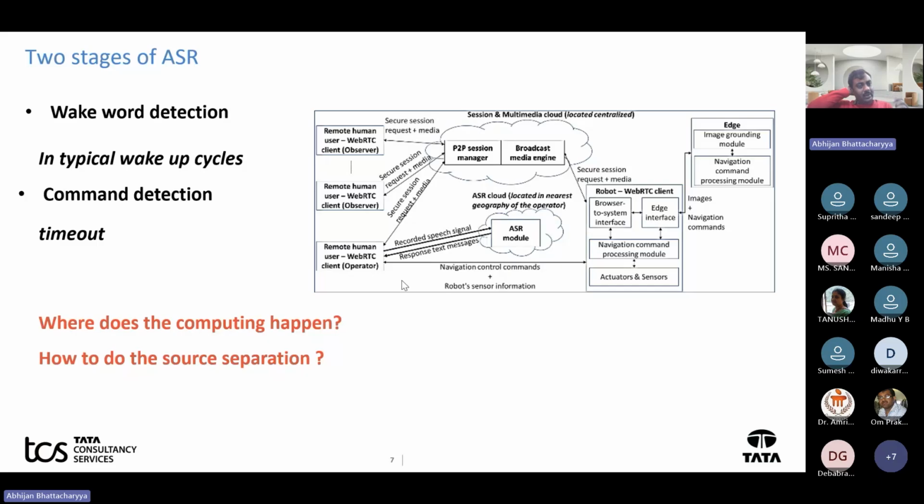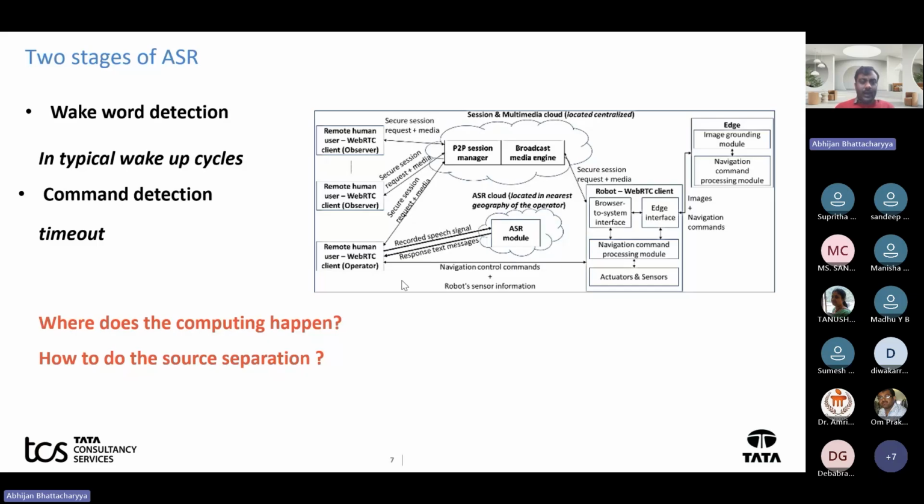And then the command detection was also done in the same ASR module, but with a different dictionary, and that worked also on a timeout basis. So after the wake word is successful, for a certain timeout period the ASR module will listen to the command, and that is normal in any of the modern speech based assistants, right?